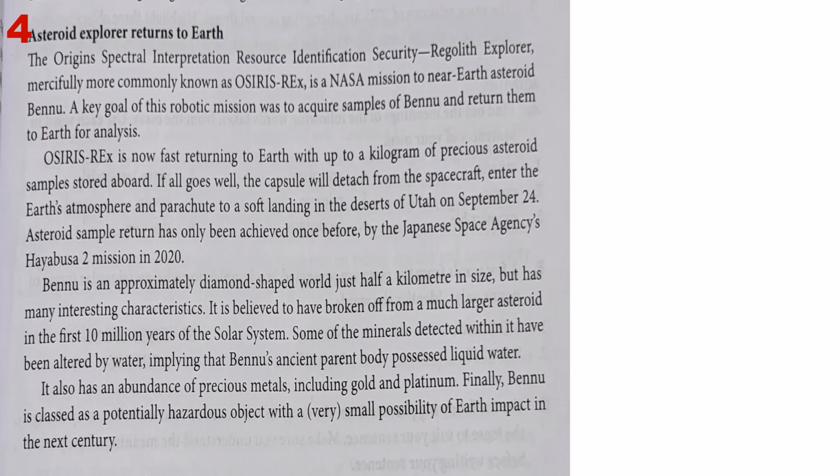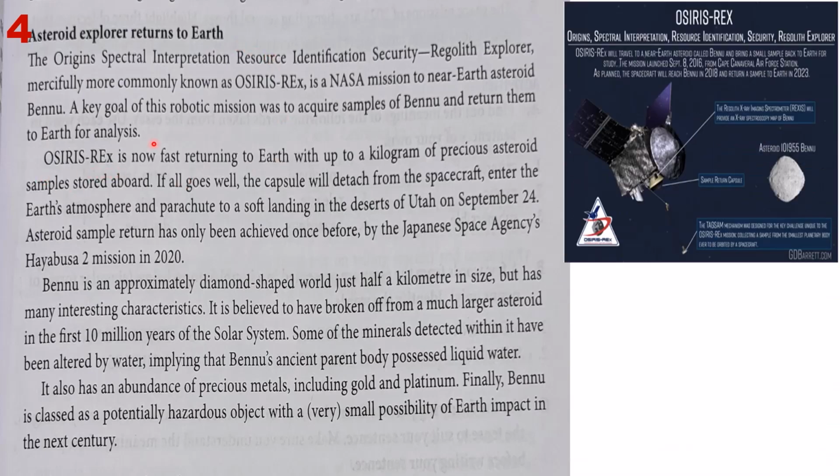The fourth passage is asteroid explorer returns to Earth. So this is the Osiris Rex spacecraft, student. The name is Osiris Rex. The full form is Origins, Spectral Interpretation, Resource Identification, Security, Regolith Explorer. That is a long name of the explorer which goes into space, and it will find this rock or the asteroid, students. You all know that asteroids also orbit the sun along with the planets. So it is going to find the near-Earth asteroid Bennu.